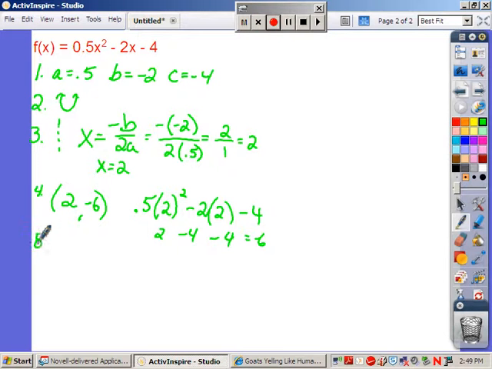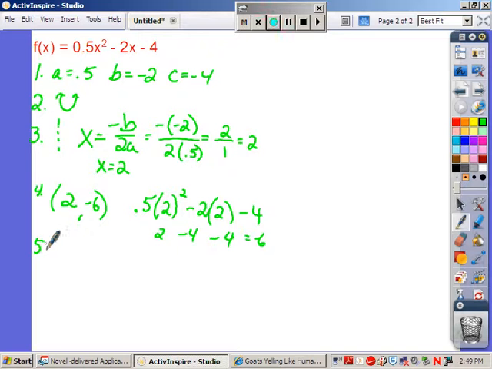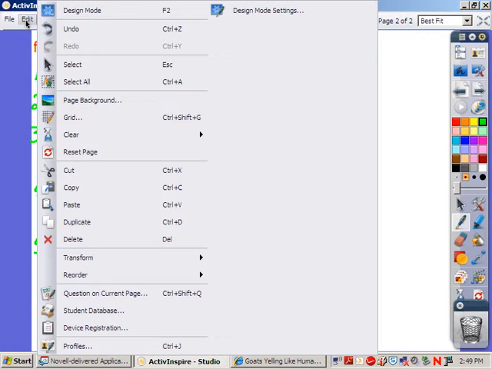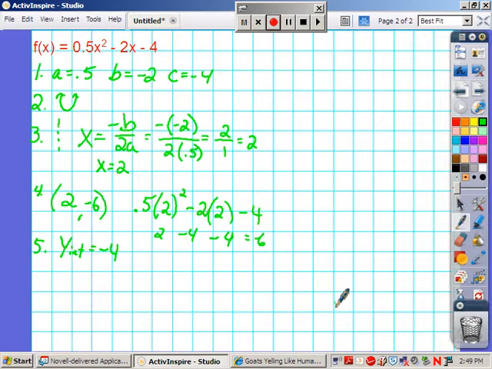Number 5. Number 5 is the y-intercept, which is just equal to c, and c was -4. So again, we can go ahead and put this on a graph, and we'll figure out one more point, and we're almost done.